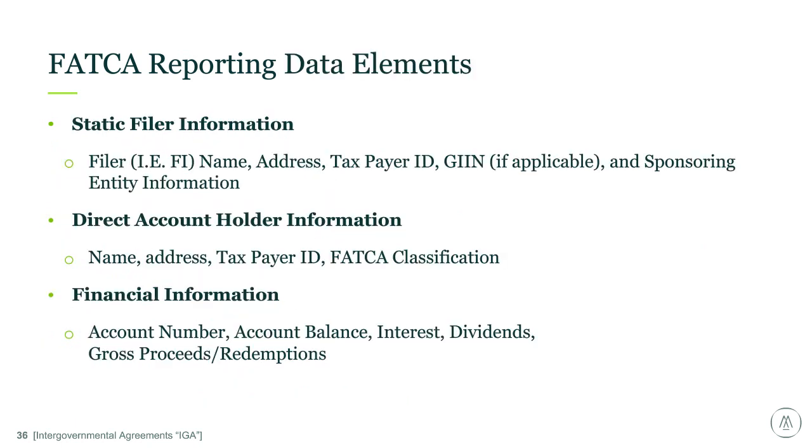And what kind of data elements are we going to see here? We've got that static filer information: name, address, taxpayer ID, whether they have a GIIN, which is the FATCA ID number, and then direct account holder information: same name, address, taxpayer ID, FATCA class. And then we're also going to report account number, interest, dividends, gross proceeds, redemptions, and also, just like CRS, the account balance. So again, not necessarily an income-driven reporting requirement. If you've got an active account, you may have a FATCA reporting obligation.